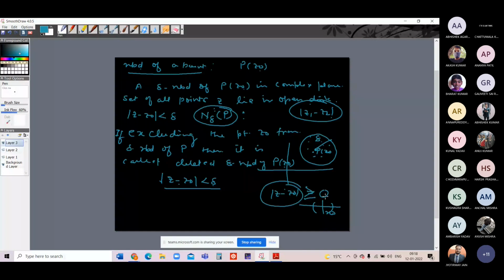But if we are excluding this point z naught from this set, so obviously value of this mod of z minus z naught is always greater than 0. It is always greater than 0 because it will be 0 only when z is equal to z naught. So z will be never z naught because we are excluding here this point z naught. So its value is always greater than 0 and less than this delta. So it is denoting deleted delta neighborhood of this point z naught.